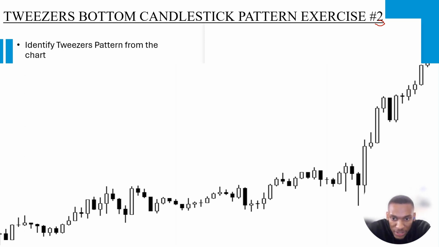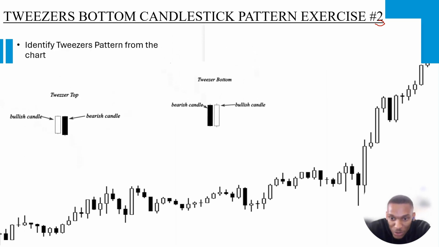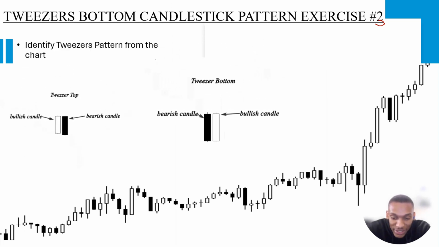Pause the video and see if you can. Think of the conditions. It consists of two candlesticks. Both candlesticks are of the same length. For a tweezer top, the first candlestick is bullish. For a tweezer bottom, the first candlestick is bearish. Okay.